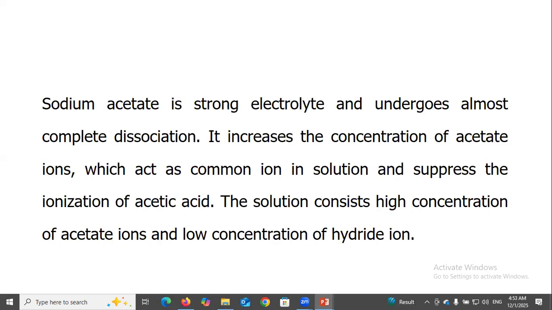Sodium acetate is a strong electrolyte and undergoes almost complete dissociation. It increases the concentration of acetate ions, which act as a common ion in the solution and suppress the ionization of acetic acid. The solution consists of a high concentration of acetate ions and a low concentration of hydrogen ions.